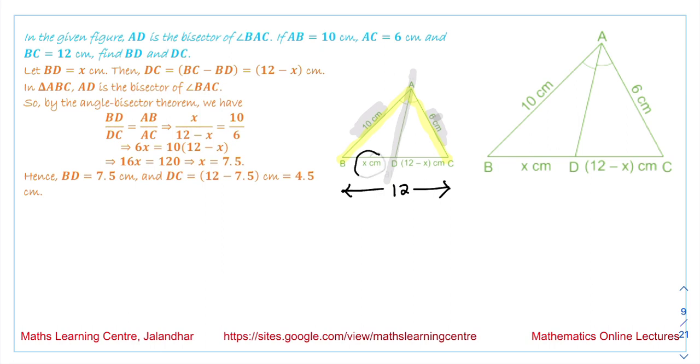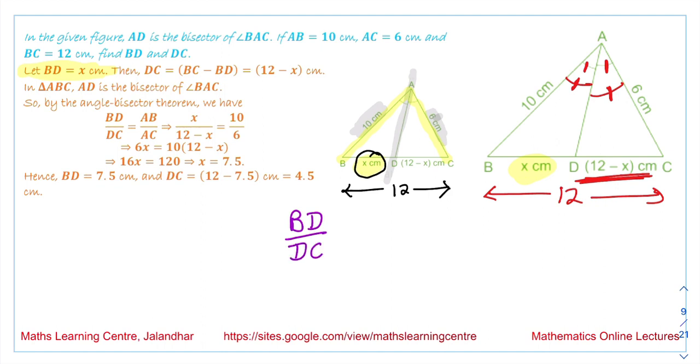Suppose this length BD is x centimeter. We have assumed that the length BD is x. So if this portion BD is x, this whole length is 12, so we get that DC is 12 minus x centimeters. Now from our previous theorem, these two angles are equal. This is the angle bisector over here. So the ratio of these sides are proportional. So we have BD over DC is equal to AB over AC.